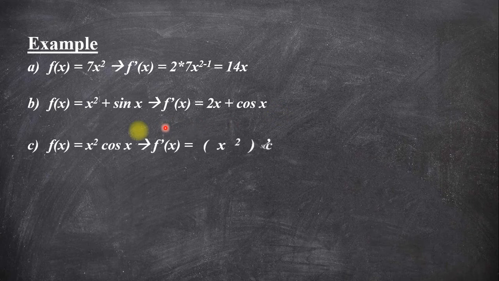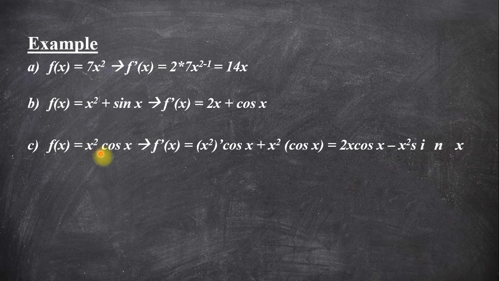The next f of x, which is equal to x squared cos x, which is a product rule or multiple rule. Here, x squared times cos x. So, how to differentiate this value?